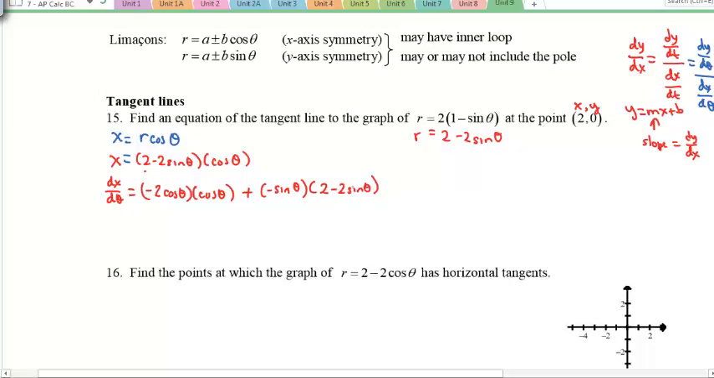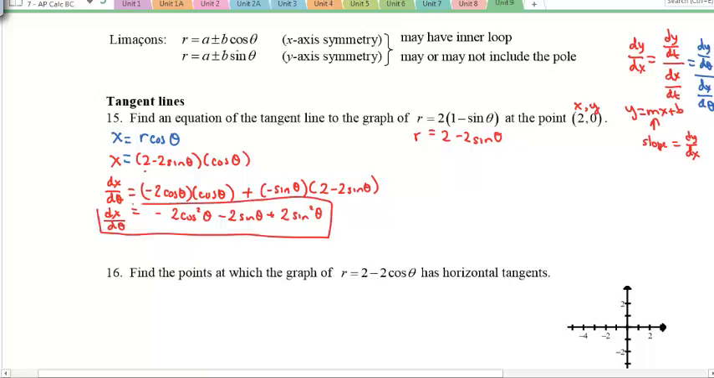Yikes! I guess we could try to simplify that if you wish. This is negative 2 cos squared theta. We'll distribute here, minus 2 sine theta plus 2 sine squared theta. There you have it, dx d theta. Yikes! That's just one partial bit, right? We need dy d theta as well, so I'll go over here and do the same thing.